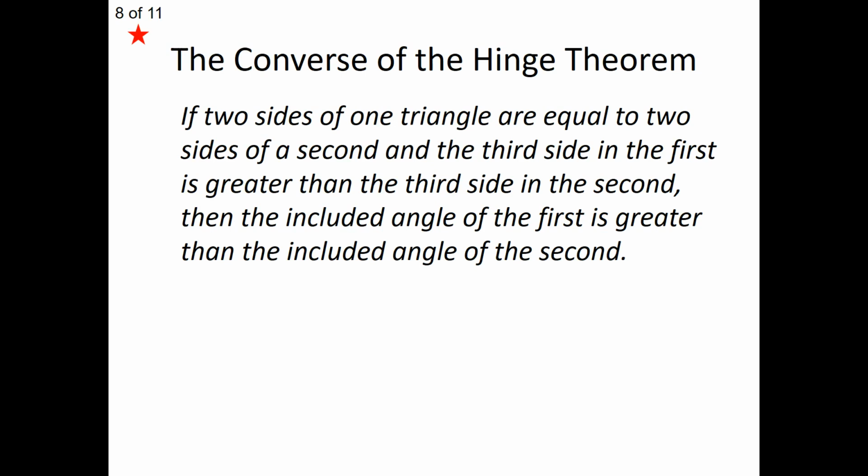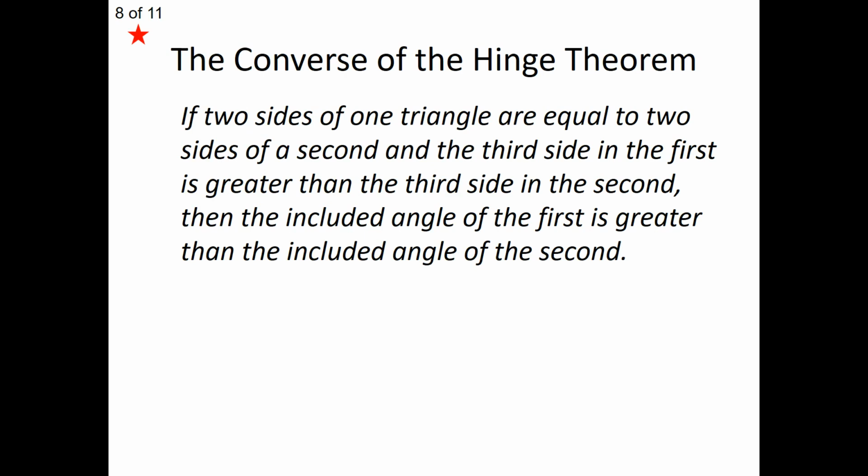So it says if two sides of one triangle are equal to two sides of a second, and the third side of the first is greater than the third side of the second, so we notice we have a comparison of our third sides, then the included angle of the first is greater than the included angle of the second. In other words, that included angle, the one that's sandwiched between our pairs of equal sides, is the angle that we can actually compare.